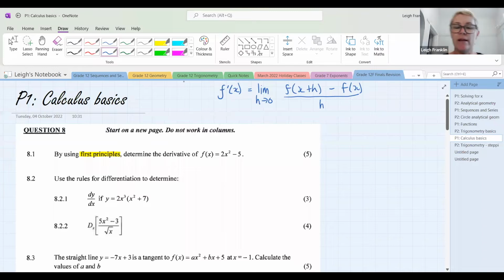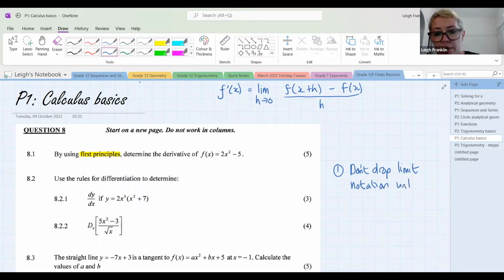Now, it's really, really important in calculus. It's not just the maths that you are doing, it's also the notation that you are using. I'm sure all of you have looked at memos and had these discussions with your teachers in class. They can and do penalize you for certain things. So the first thing I want to point out before I do the question is number one, don't drop your limit notation until you are ready to do so. I'll explain what I mean when I say until ready.